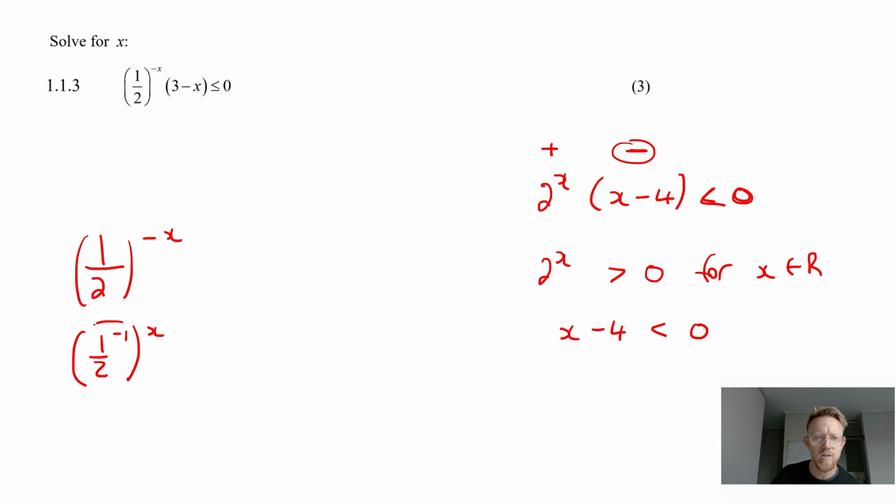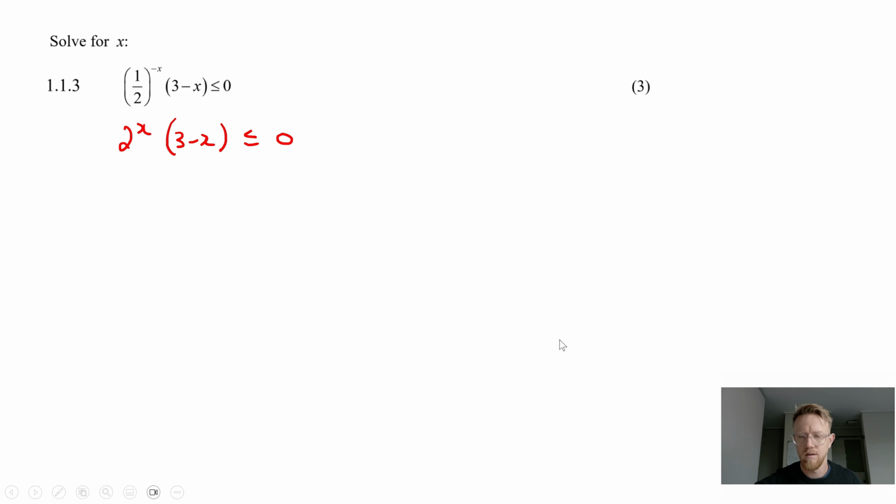But now if you had to go type this on your calculator, you would see that it's actually just a 2, and then we have x. So we actually have 2 to the power of x, 3 minus x smaller than or equal to 0. And so there is no mathematical way to solve this. You cannot go and multiply that in. It's just going to be weird.